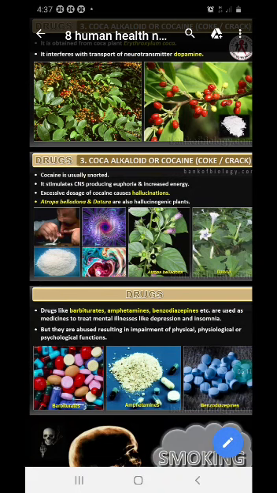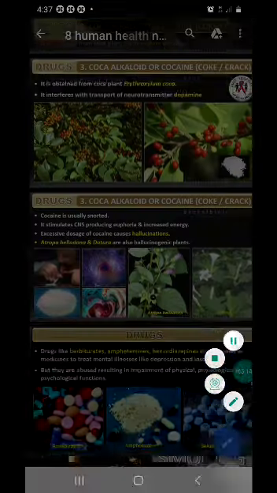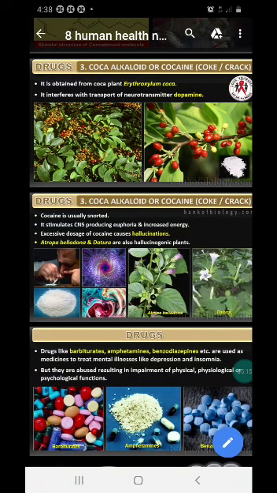Now the third type is the coca alkaloid or cocaine, which is commonly called coke or crack. Okay, children. Right. So it is obtained from the coca plant, whose botanical name is Erythroxylum coca. What is that? Repeat again. Erythroxylum coca. Okay. Now this one interferes with the transport of our neurotransmitters. Cocaine, what does it do, children, in our body? It interferes with the neurotransmitter.